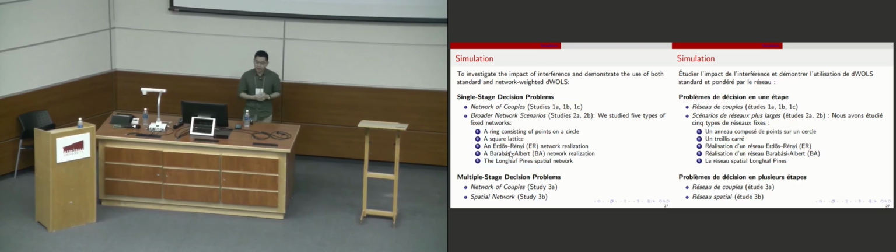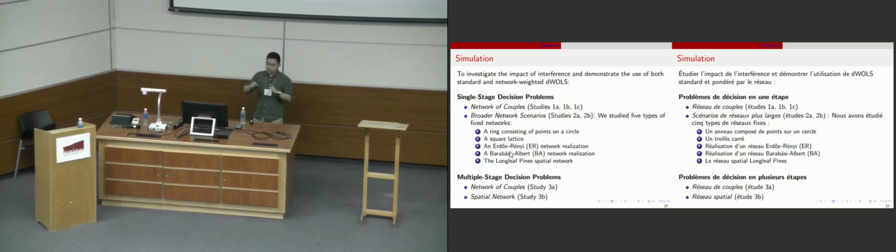Our goal here is to investigate the impact of the interference and demonstrate the use of both standard and network weighted ordinary least squares. We consider the single-stage decision problem and the multi-stage decision problem. In the single-stage decision problem, we start from our real data application, which is the network of the couples. We have 3 sub-studies, and later we consider broader network scenarios, and we study 5 types of fixed networks.